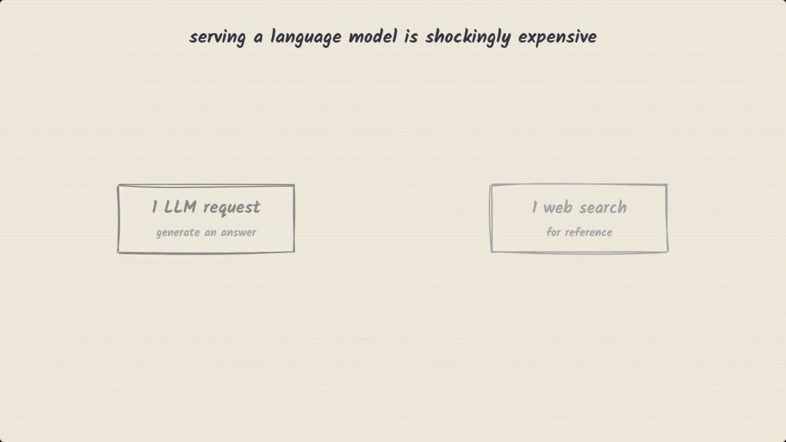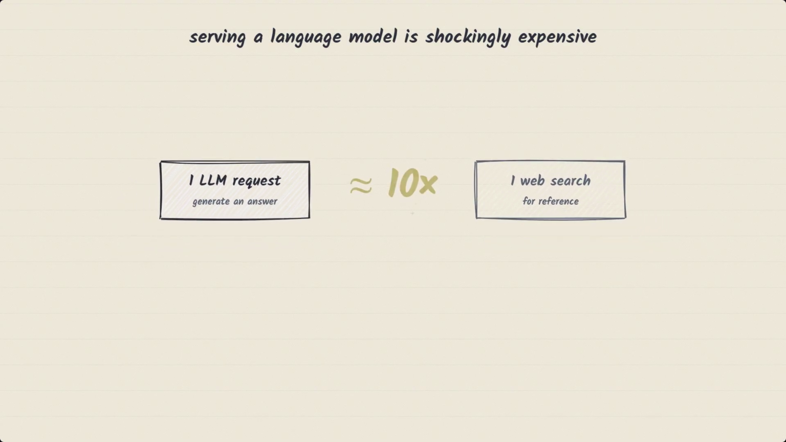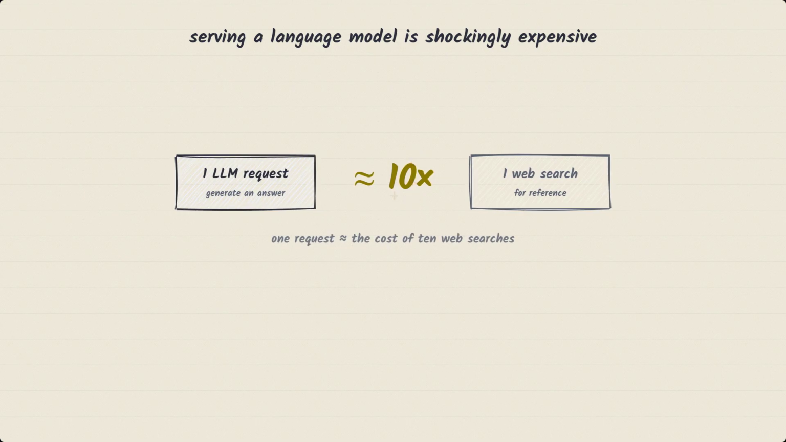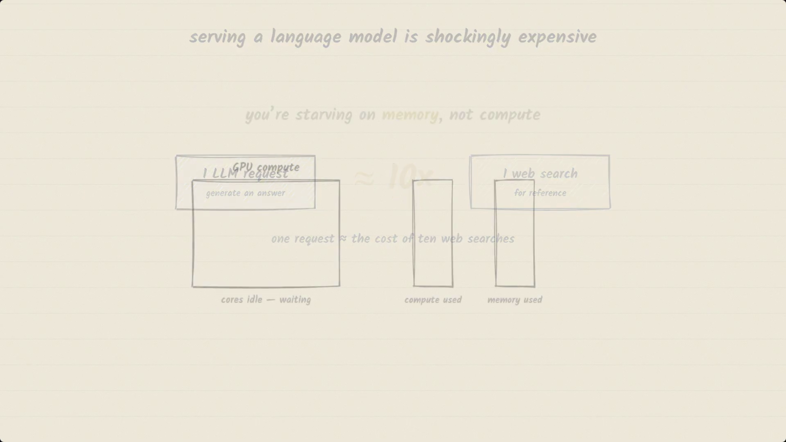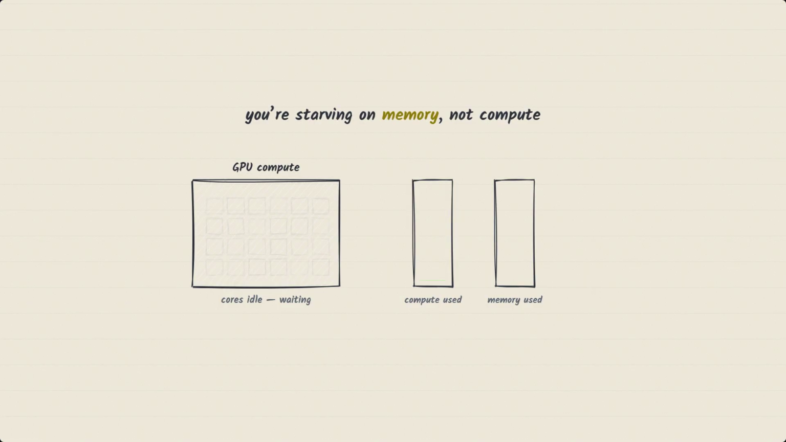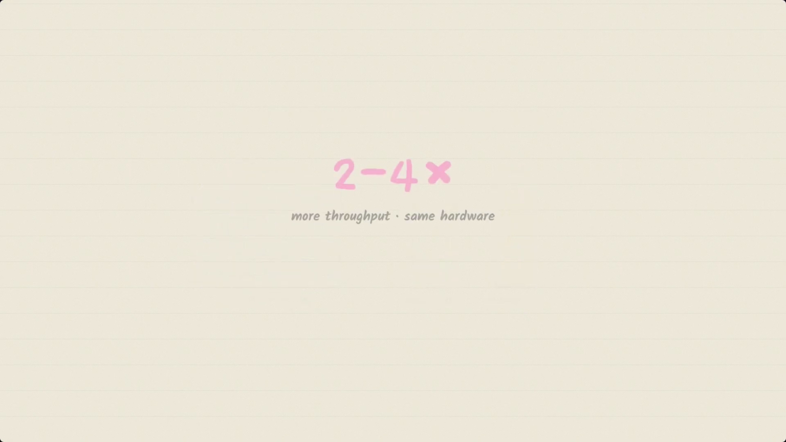Serving a language model is shockingly expensive. A single request can cost 10 times a web search. And here's the strange part. You're usually not even using the GPU's compute. You're starving on memory. This paper doubles to quadruples serving throughput on the exact same hardware by borrowing the oldest trick in the operating system's book, virtual memory with paging.